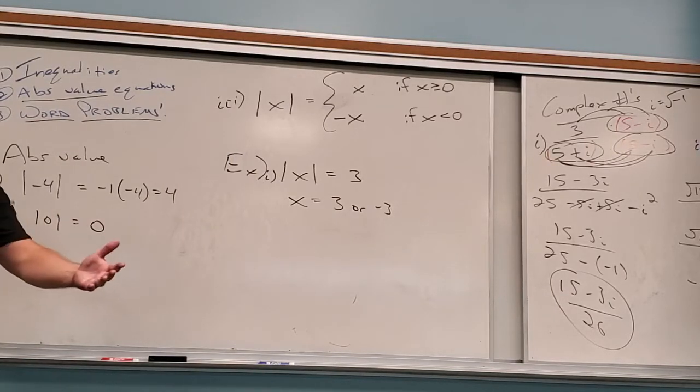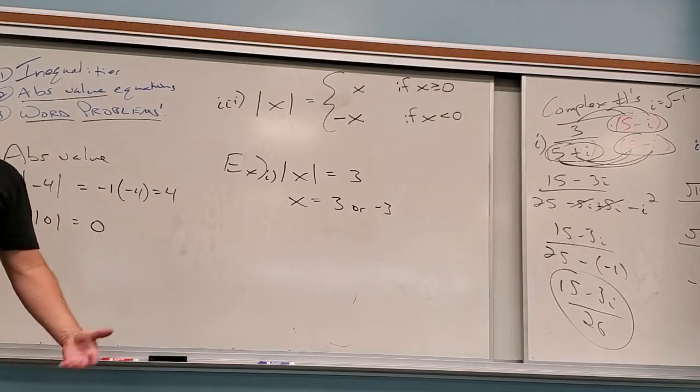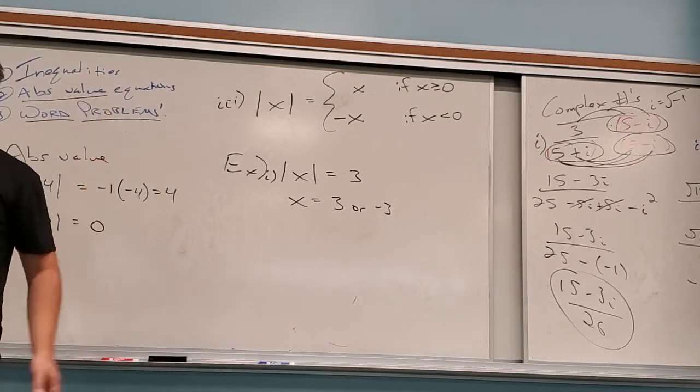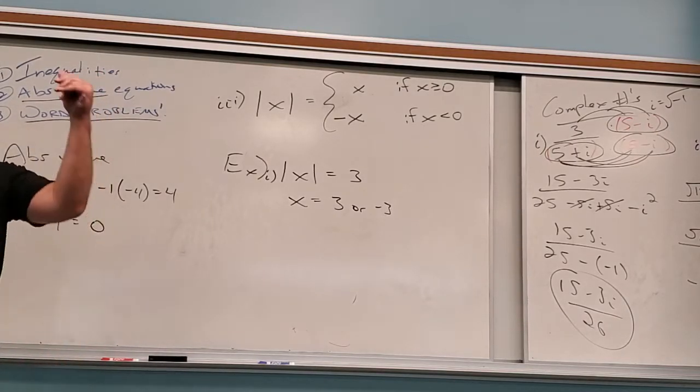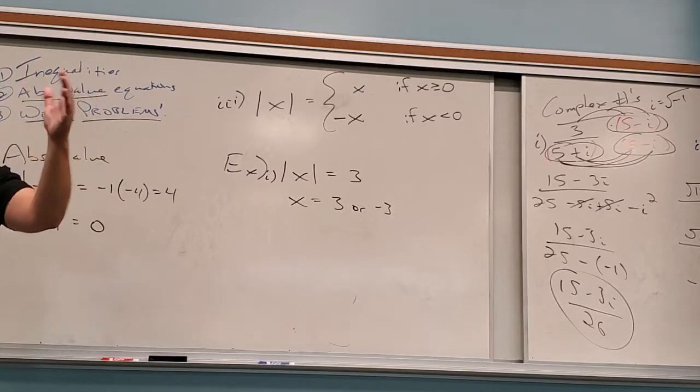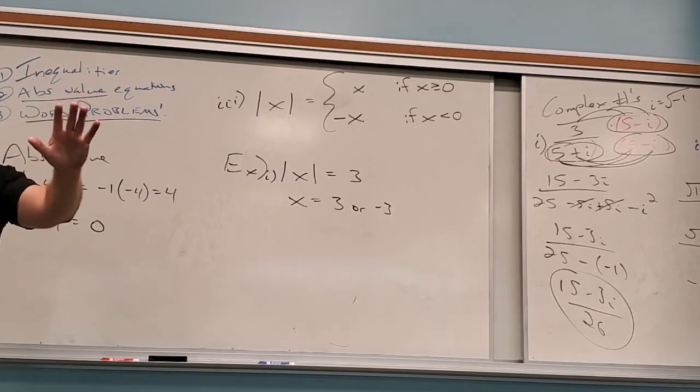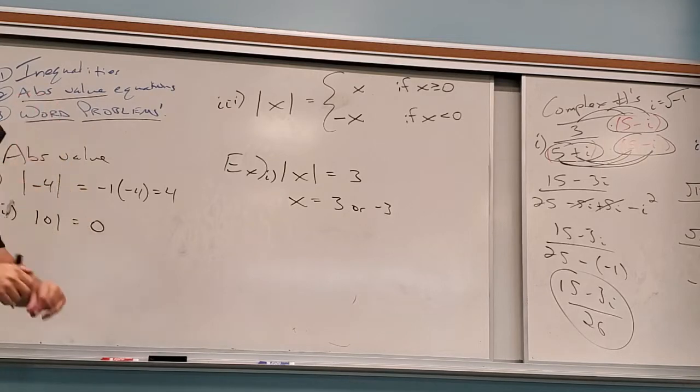That one's kind of in your face because you're like, well, what did I put in to make the answer 3? Well, 3 would make the answer 3 and negative 3 would make the answer 3. I can just see that. The minute I start throwing more stuff in there, it's kind of harder to see, but it's the same basic idea. So let's do the next level.